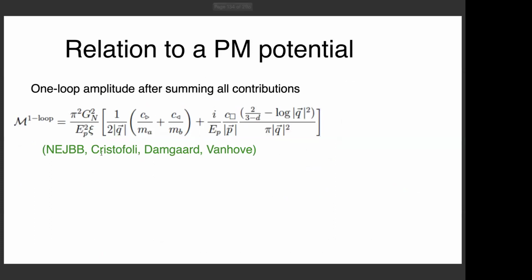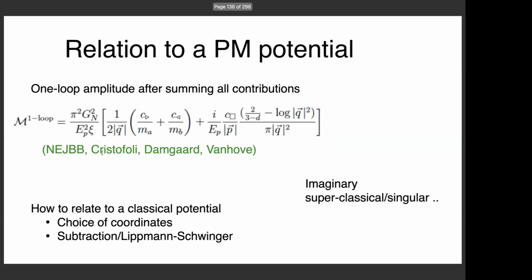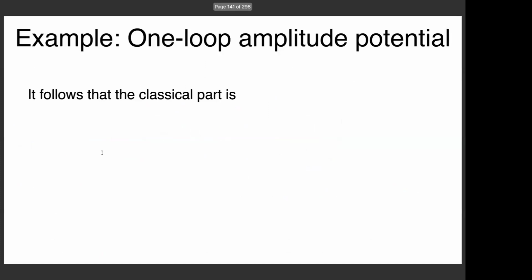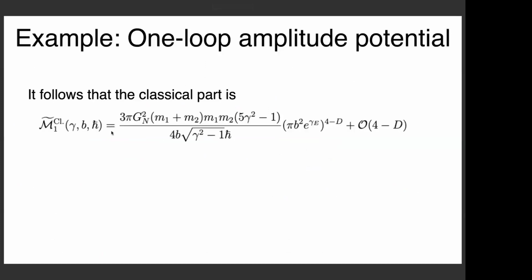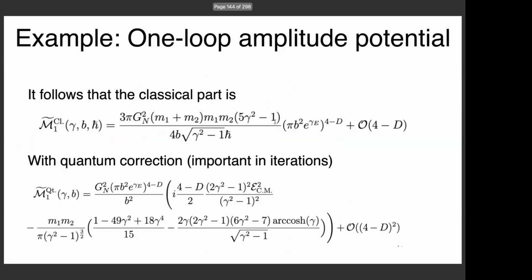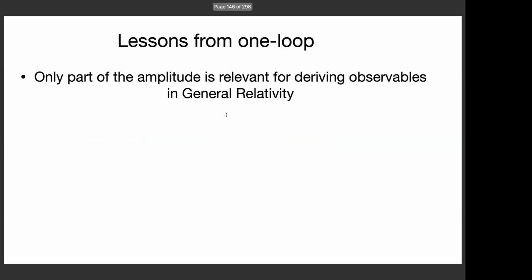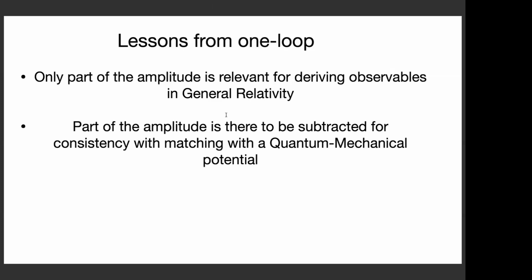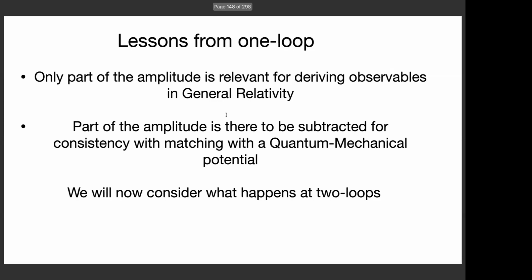Now, after we have the potential, we can see that the classical part of the amplitude is this piece here, and a quantum correction. So the lesson we learn from all this is that it's only part of the amplitude that is relevant for deriving observables in general relativity. And we have to make sure that we understand the scheme, how we are matching quantum mechanics and the corresponding results in classical gravity.